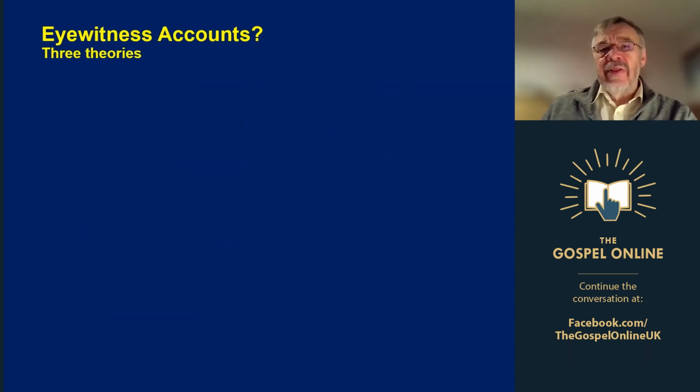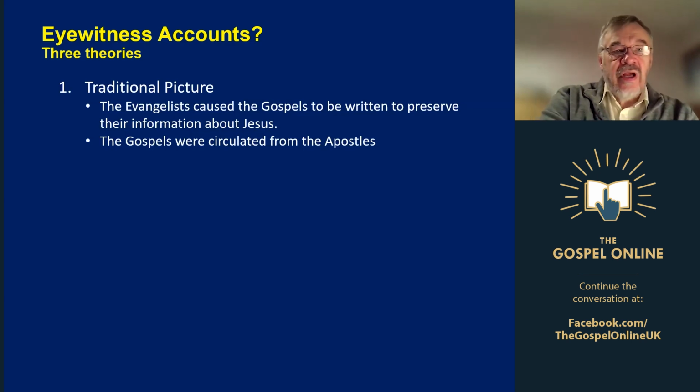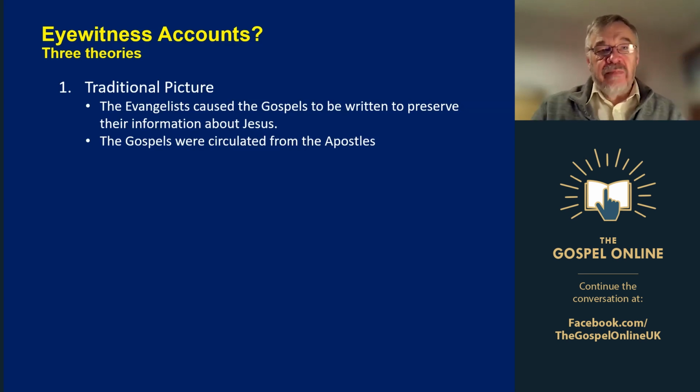So let's think about the theories. How were the Gospels written? There are three theories. First theory is the traditional picture. That's that the evangelists, the people who wrote the Gospels, got them written so that they could preserve what Jesus did and said.